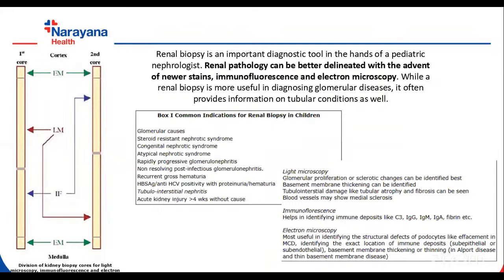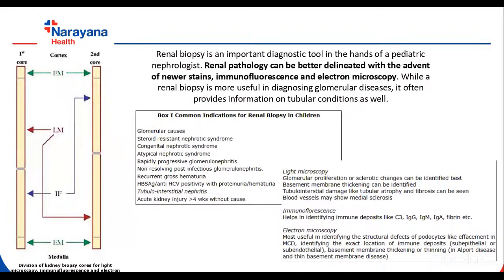In renal biopsy, this is how a division of the kidney biopsy is done: for light microscopy, for immunofluorescence, and for electron microscopy. It is a very important diagnostic tool in the hands of a pediatric nephrologist. It can help in better delineation with the adjuvant immunostains, immunofluorescence, and electron microscopy.